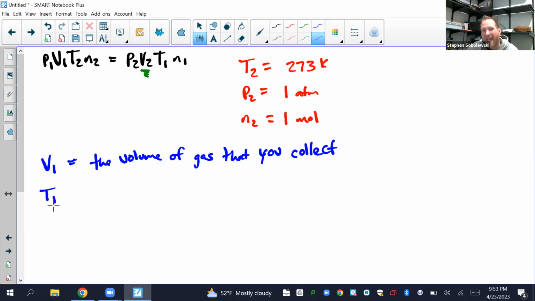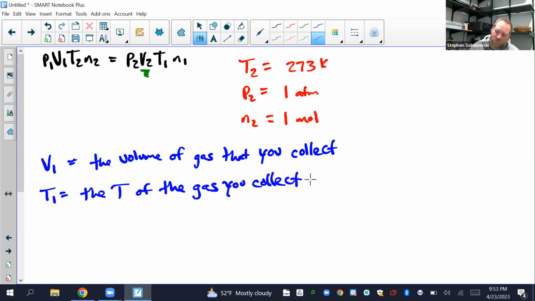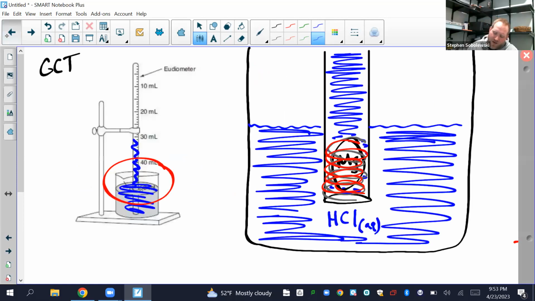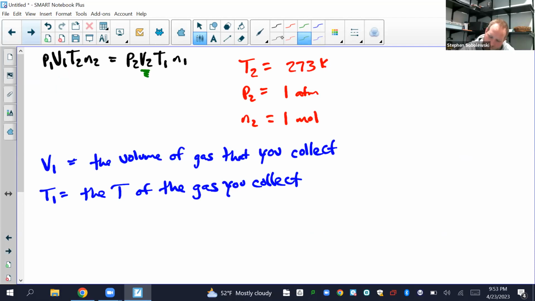T1, that's the temperature of the gas that you collect. Now, again, looking at what the setup is here, here's the gas. It's in the top of the eudiometer. How are you going to measure its temperature? You're going to snake a thermometer in there? You're going to snake one of those temperature probes? No, there's really no way to do that. We cannot measure the temperature of the gas we collect. So we're going to have to make an assumption. Assume this equals room temperature. It's the best we can do.